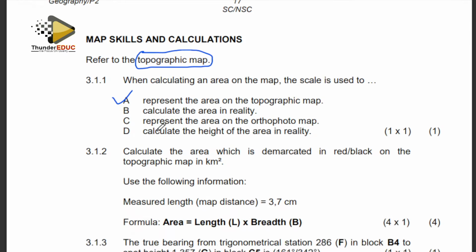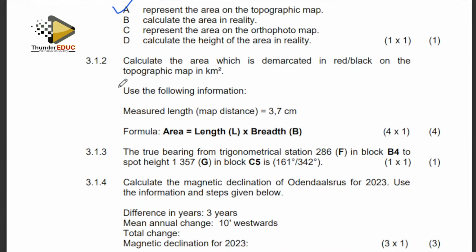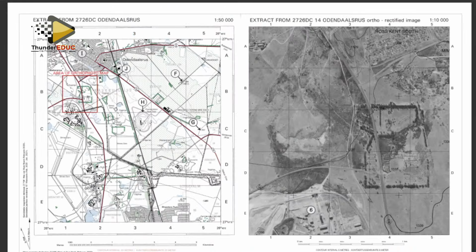Okay. We go to the next question. The next question says 3.12. It says calculate the area which is demarcated in red or black on the topographic map. Let us see the topographic map. We come here. When you look at this topographic map, which one is demarcated in red?